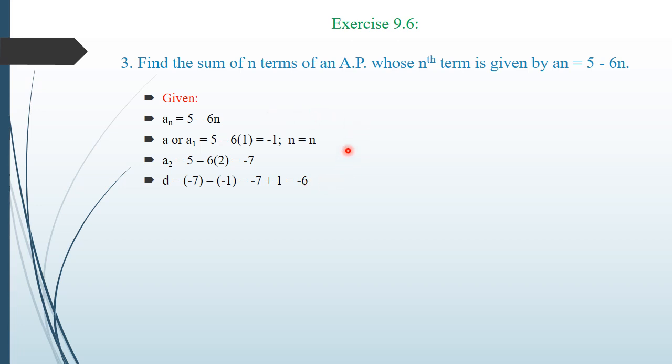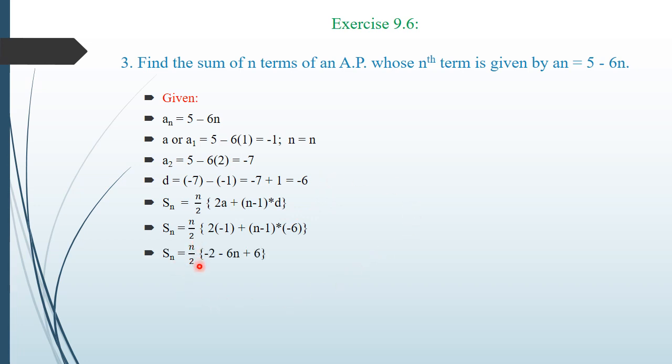Now, using all these available data, I can calculate sum up to n terms, that is Sn equal to n by 2, 2a plus n minus 1 into D. Substituting all the known values, Sn equal to n by 2. In place of a, I will substitute minus 1, and in place of D, I will substitute minus 6. Therefore, Sn equal to n by 2. 2 into minus 1 is minus 2. When I multiply this minus 6 inside this bracket of n minus 1, I'll get minus 6n. 6 into 1 is 6, that is plus 6. Further simplifying, n by 2, plus 6 minus 2 is plus 4, minus 6n I'll keep as it is.